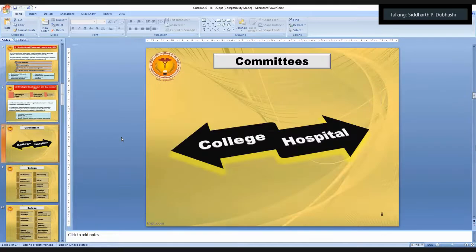Now look here, I'm going to show you the slide wherein any health science institution has a college and has a hospital. So I'm going to give you an exhaustive list of the committees for the college and the committees for the hospital. Some of these may not be applicable to the Ayurveda faculty. Leave those, the rest, around 90% of them, are applicable to you also.